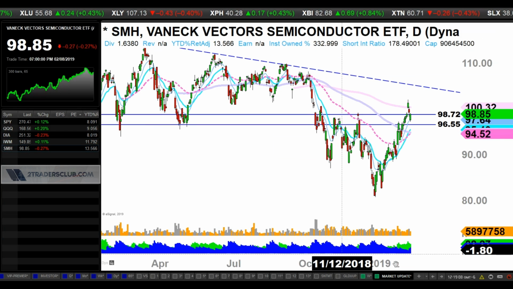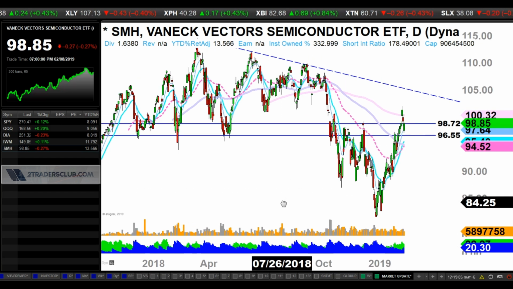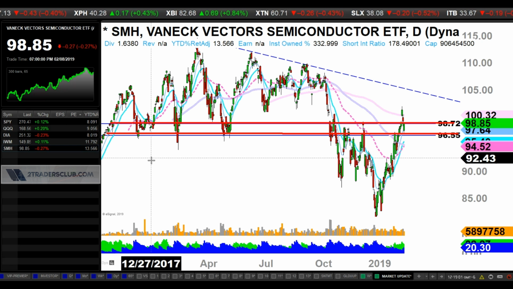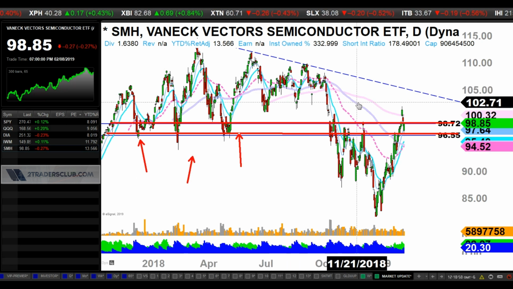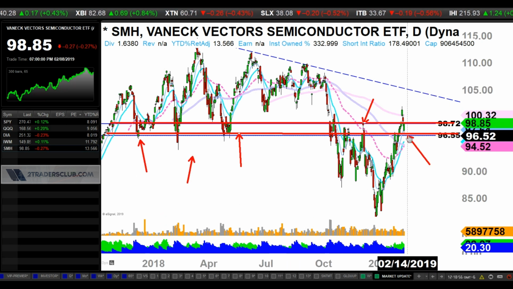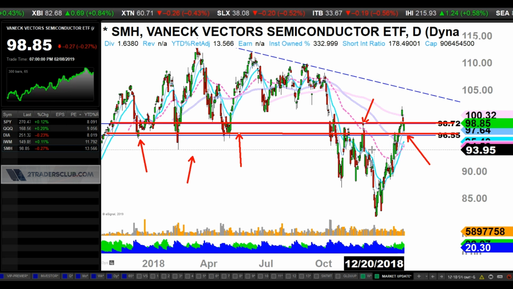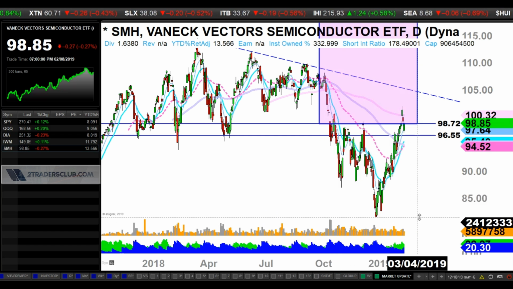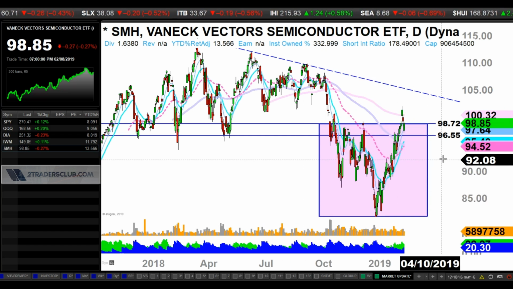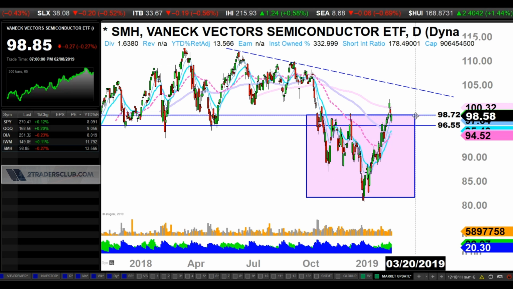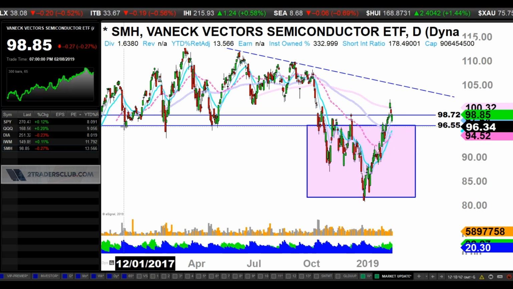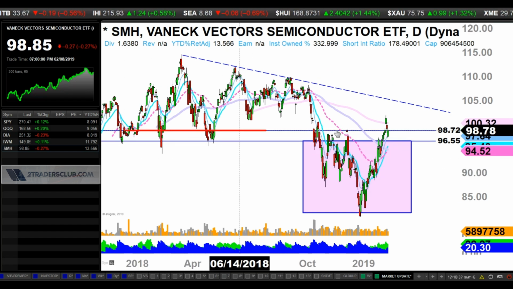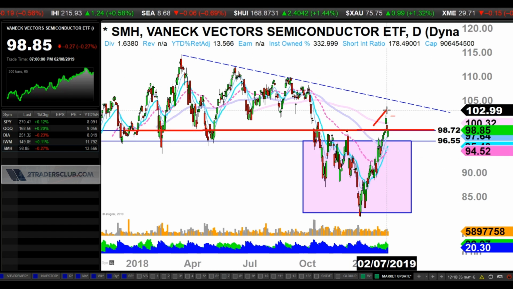Semiconductor. So this is what I call a pivot, right? This is a horizontal pivot, meaning prior support became a resistance, now potentially a support. It's a pivot, right? Let's put that box. Boxes are fun. So we can see that this was a low, right? This was a low, and we poked our head up above this neckline.